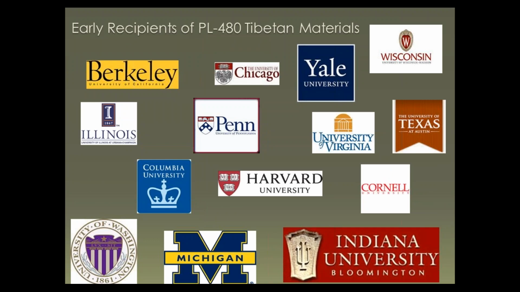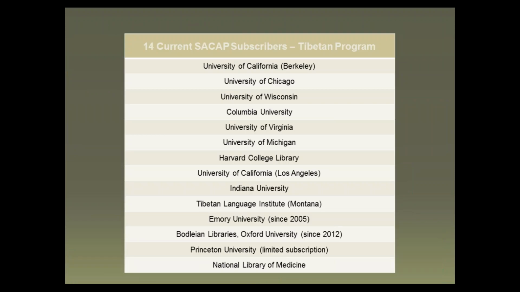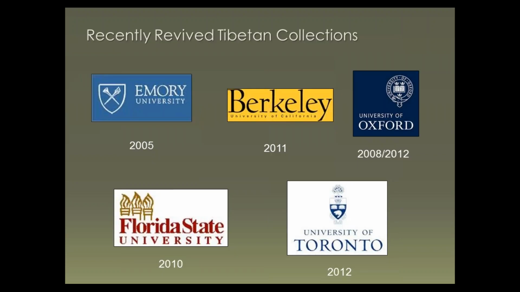The South Asian Cooperative Acquisitions Program of the Library of Congress, seated in Delhi, India, has been distributing Tibetan language materials to university libraries in North America since the 1960s. As of 2013, 14 institutions were subscribed to the SACAP program. Full-level bibliographic records accompany all of the books, periodicals, and AV materials received, and most schools simply copy catalog these materials. More recently initiated or revived collections are highlighted here.